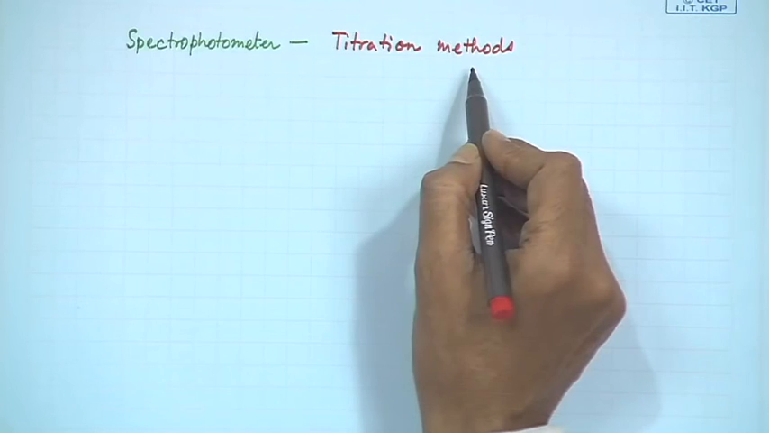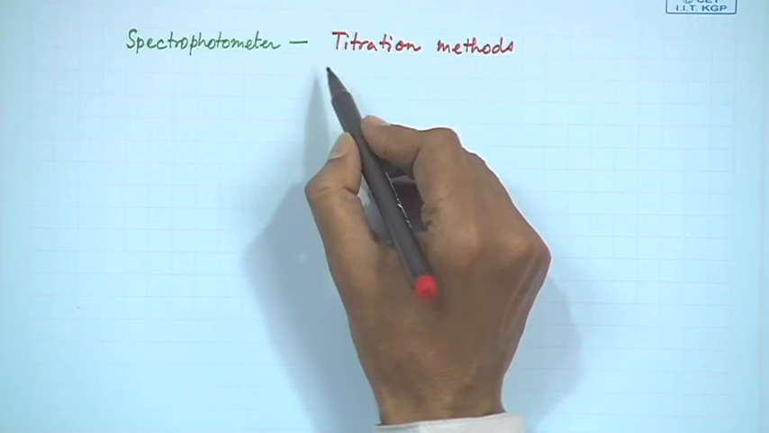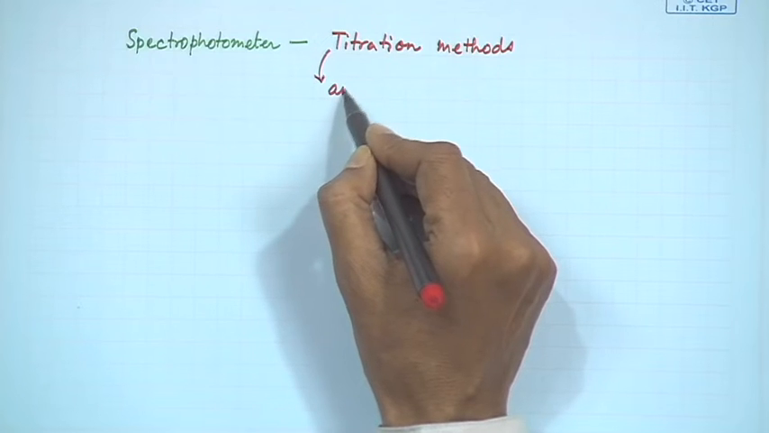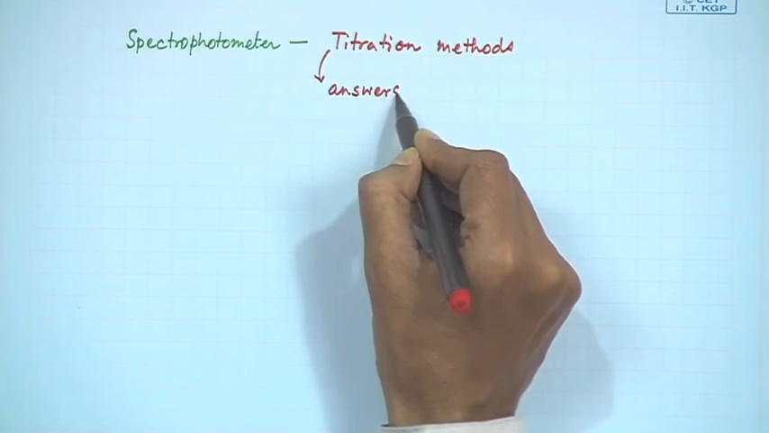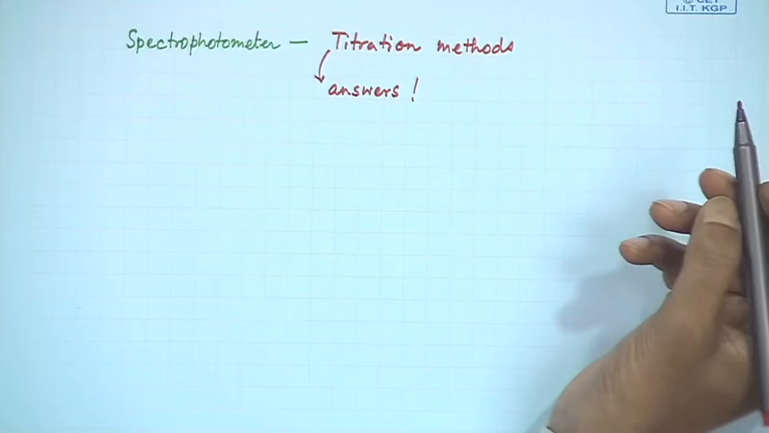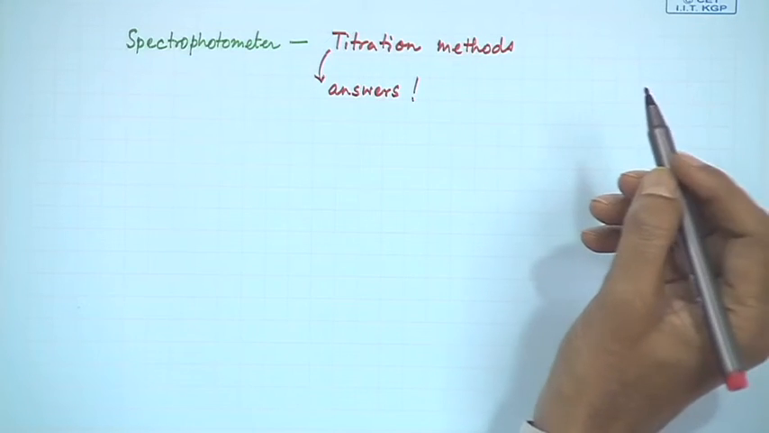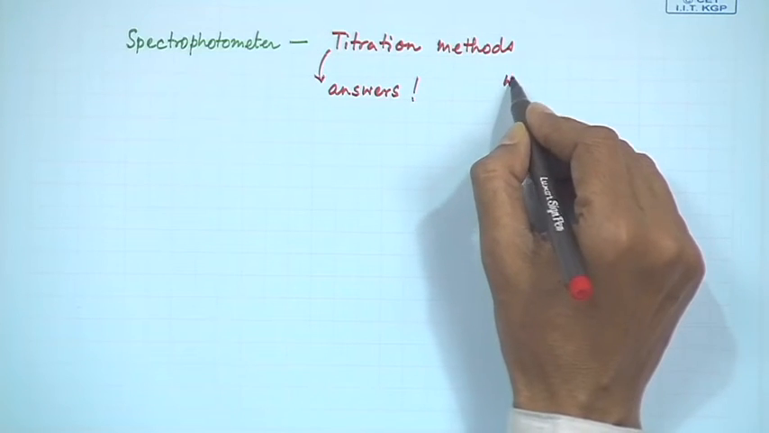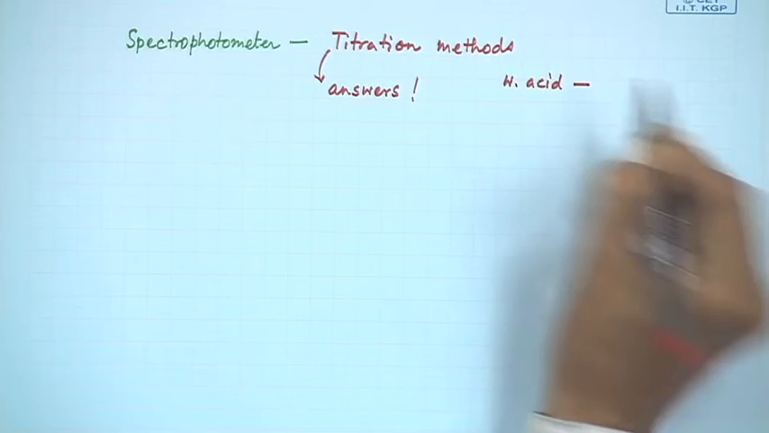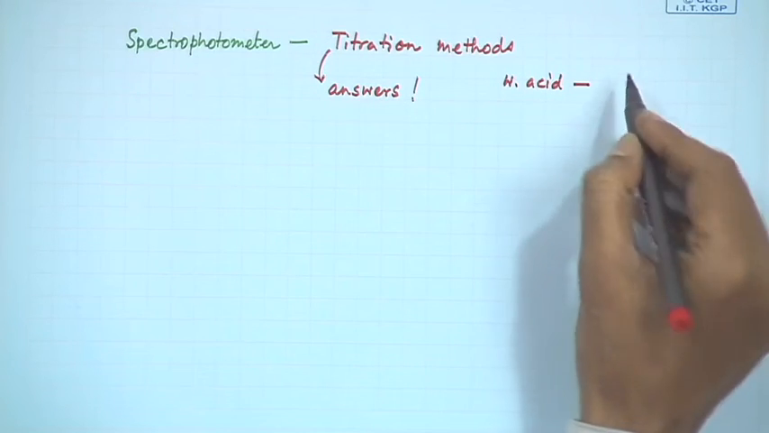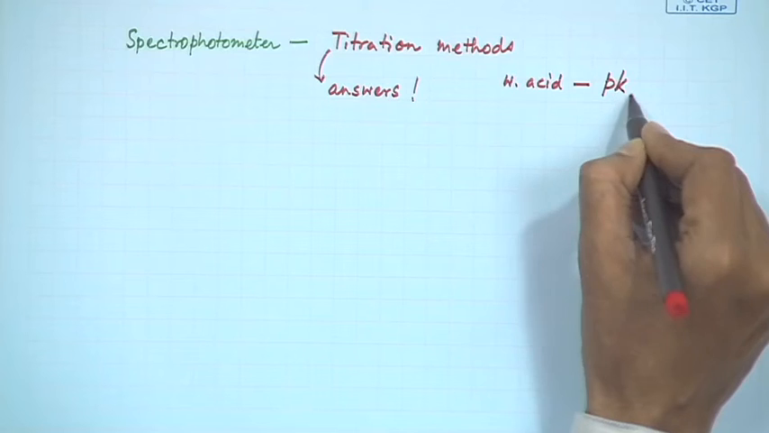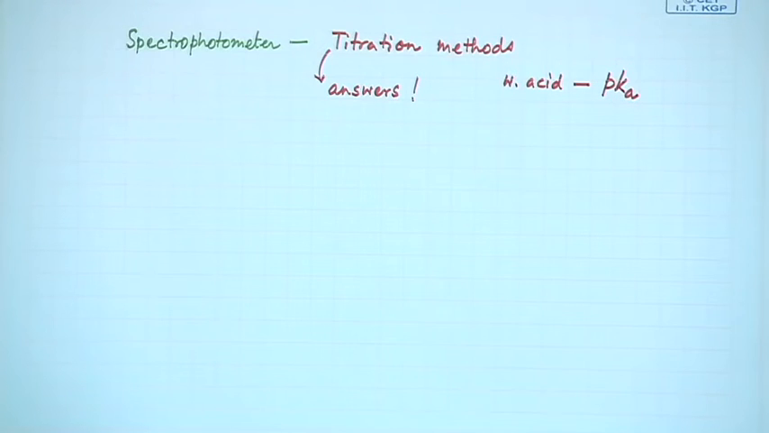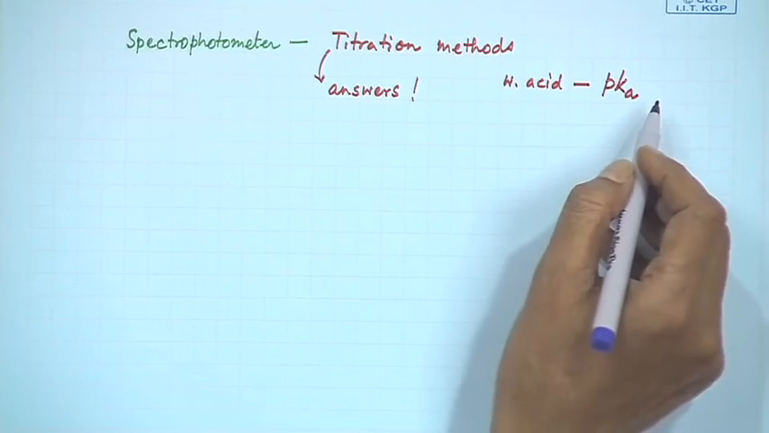So, if we can have some titration, and that titration we can do by a spectrophotometer, we can get some answers. We must have some answers for some questions. So, what are those questions? That means a particular thing we can answer is, if we have some weak acid, how can we label that particular weak acid for a particular pK value? That answer, how can we give?